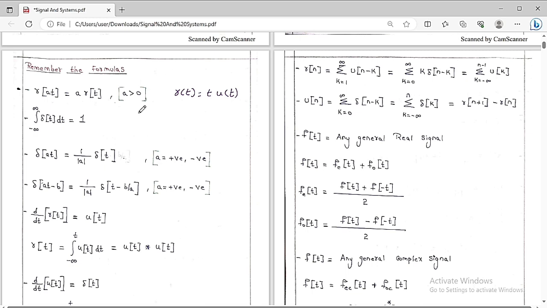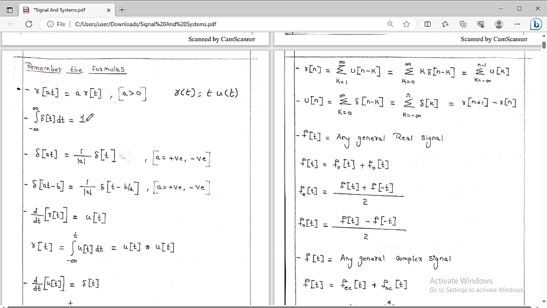Then another formula: the integration from minus infinity to plus infinity of delta of t dt is equal to 1, because the area under the impulse function is equal to 1. Integration is basically how we find the area of the signal. So therefore, we can say the area under the impulse function is always equal to unity.